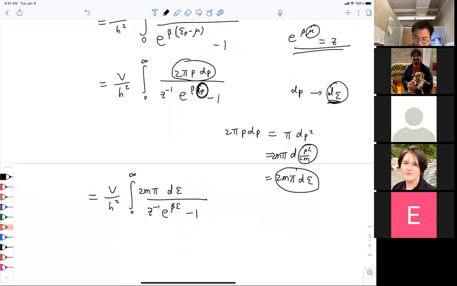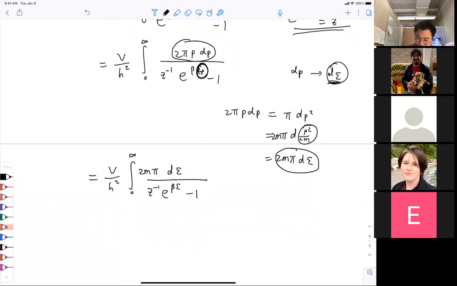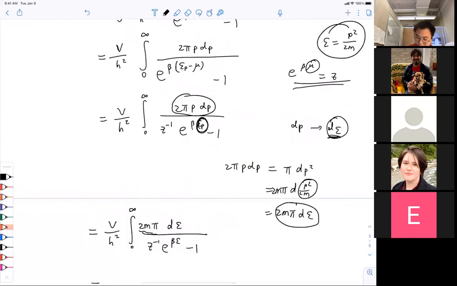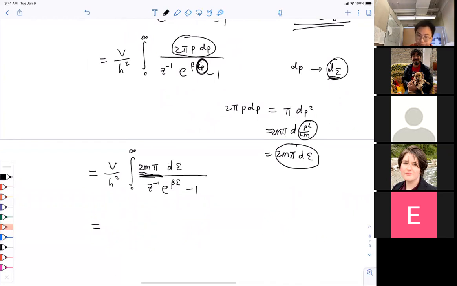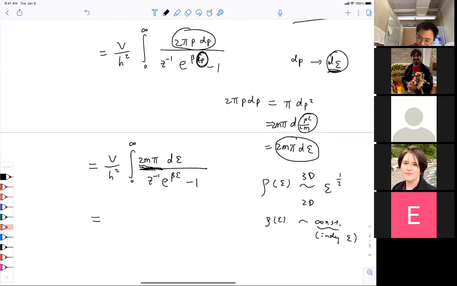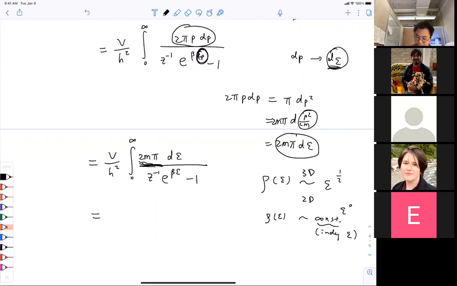Good, good. Yeah, just some change of variables, right? By the way, this means the density of states in 2D for this spectrum is a constant, right? In 3D, remember the density of states is proportional to the square root of epsilon. So that's 3D. In 2D, it's a constant. Constant means independent of epsilon, or epsilon to the zeroth power.